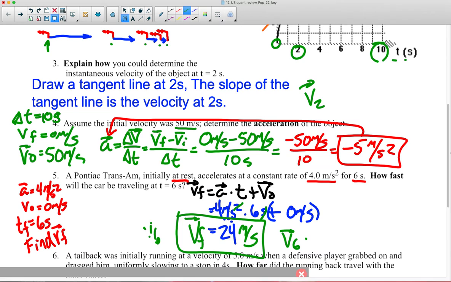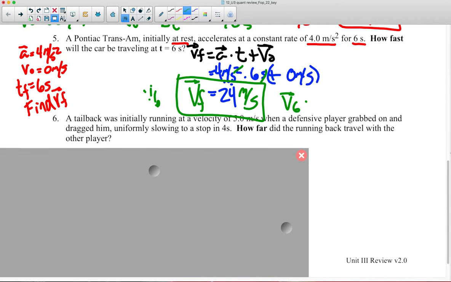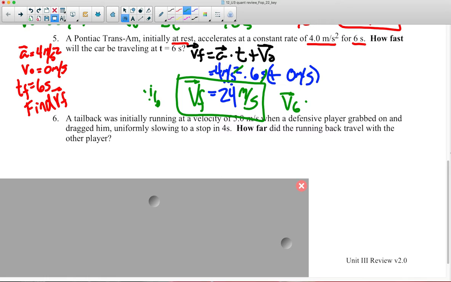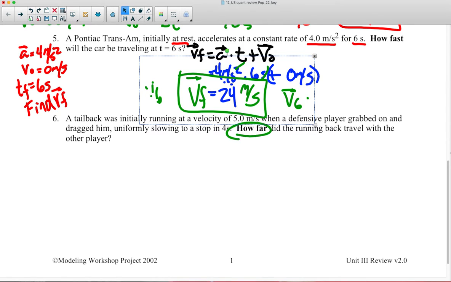So moving on. A tailback, that's a football player, is running with a velocity of 5 meters per second when a defensive player grabbed onto him, dragged him, slowing him to a stop in 4 seconds. How far did we travel? So we're trying to find displacement. We have a starting velocity of 5 meters per second. Slowed him to a stop. We have a change in time of 4 seconds. And we need to find the displacement.